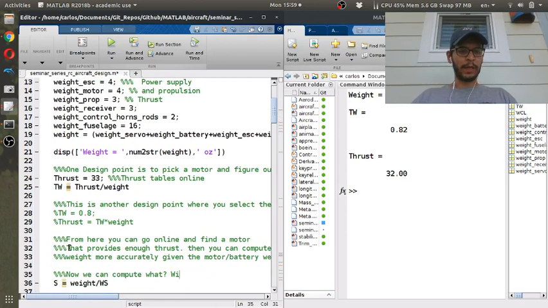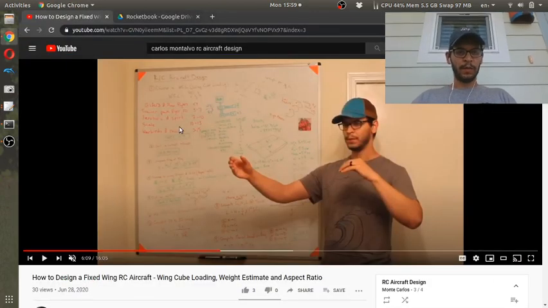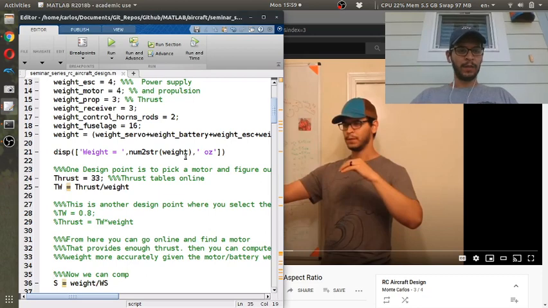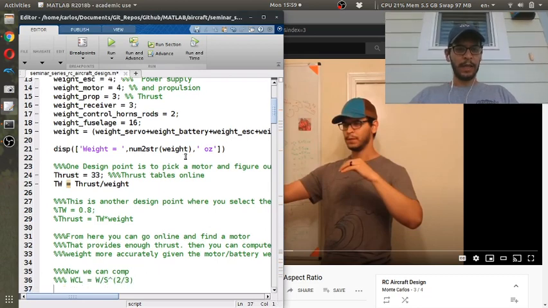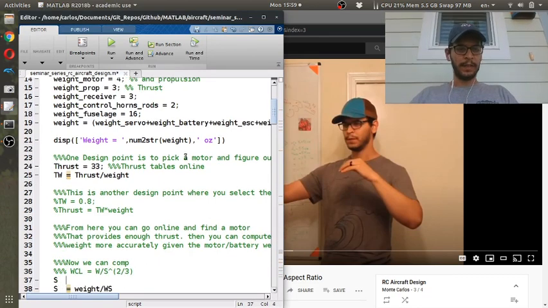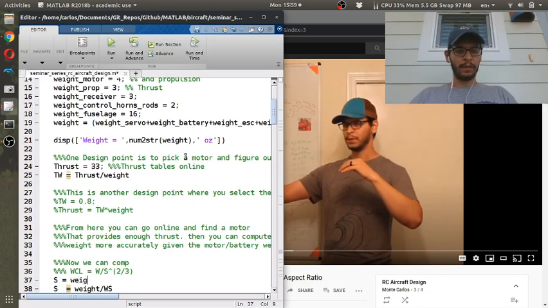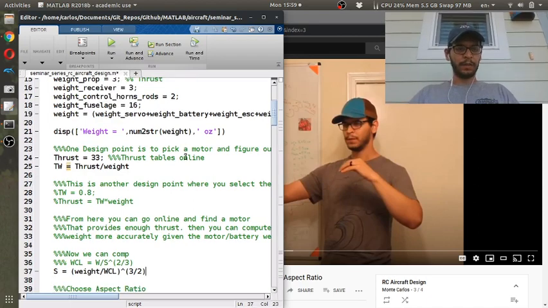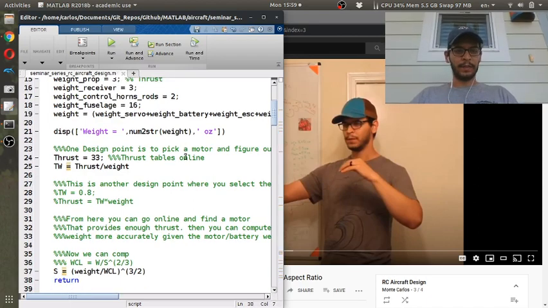All right, so now what can we compute? If you remember in the video, what you do after this is you compute the area of the aircraft, right? Remember that wing cube loading is weight divided by S to the 2/3. And so what you can do is you can say S is equal to the weight of the aircraft divided by the wing cube loading from the first part, and then that is raised to the 3/2 power, and that should be around 2.7. So let's see if that's right.